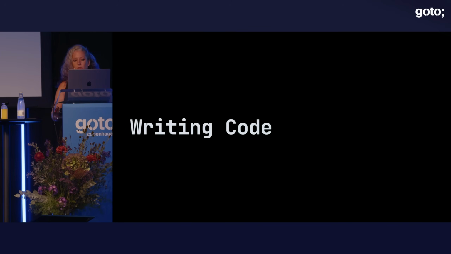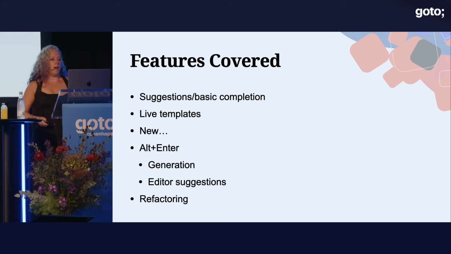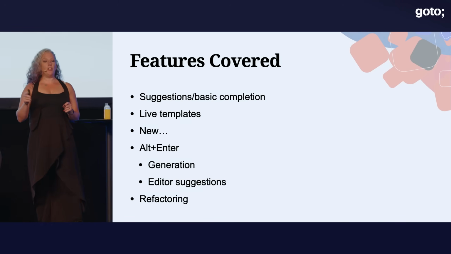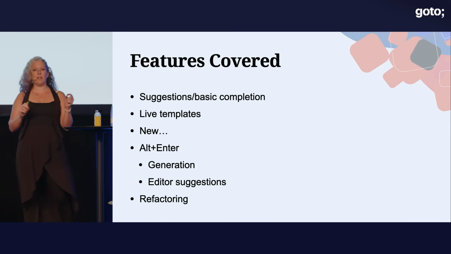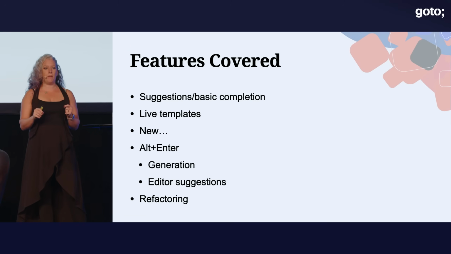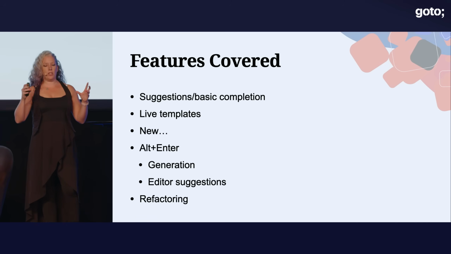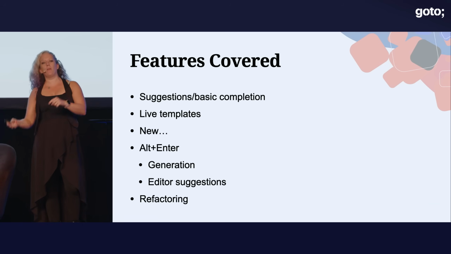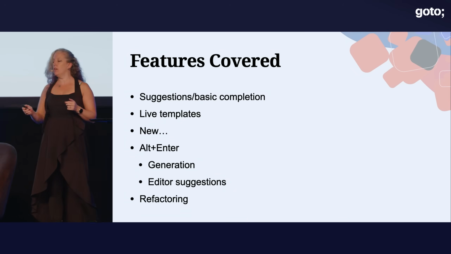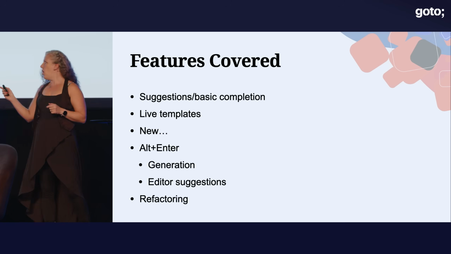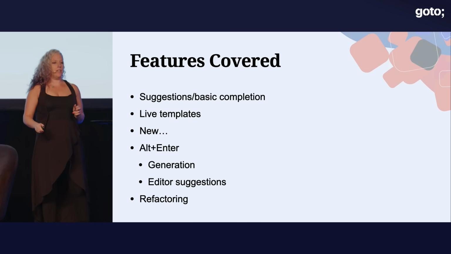So that's writing code. And we've seen suggestions of basic completion, live templates, including custom templates. So if you're interested in that custom template for creating a test method, I wrote a blog post about that. At the end of this talk, there's a QR code which will link you to a page on my website which has links to all of this information. Live templates, new, including generate from error, Alt-Enter for everything, and refactoring.